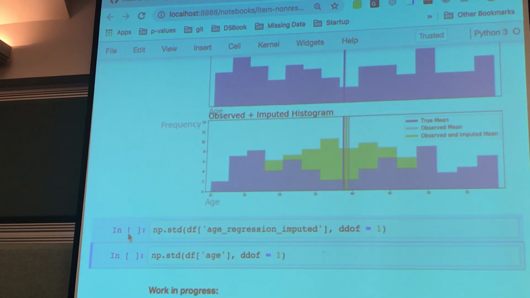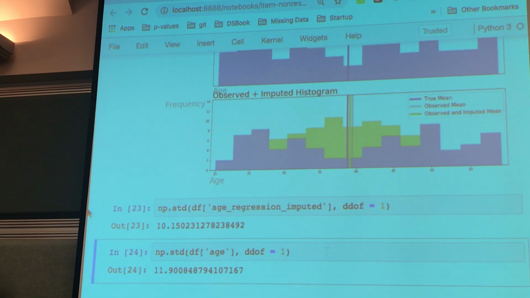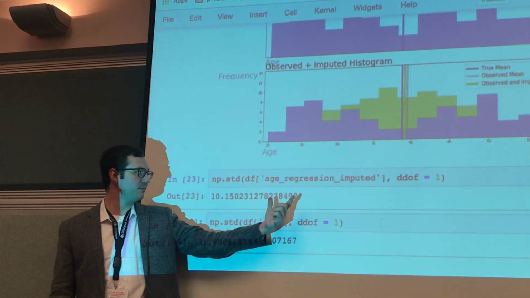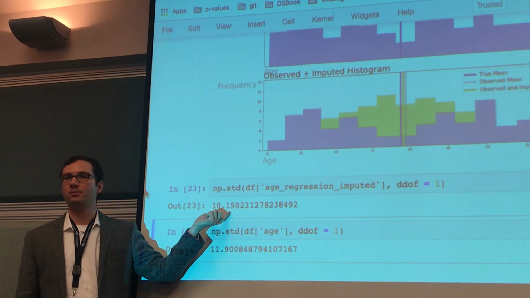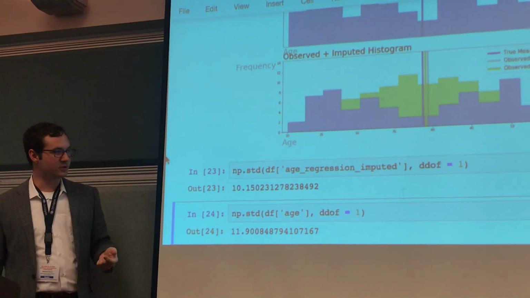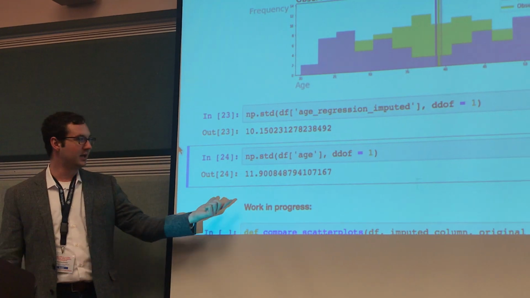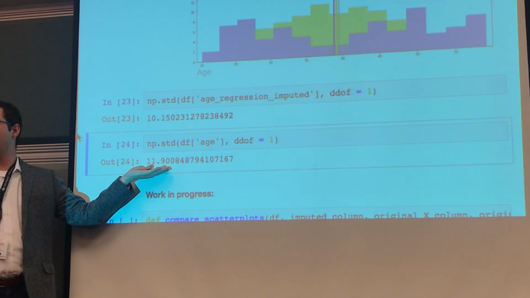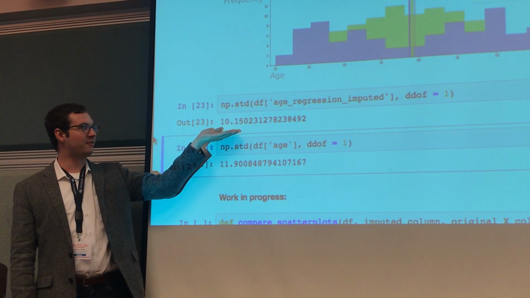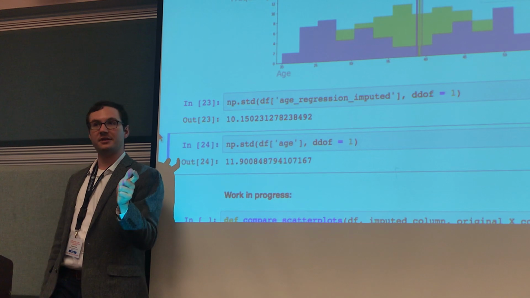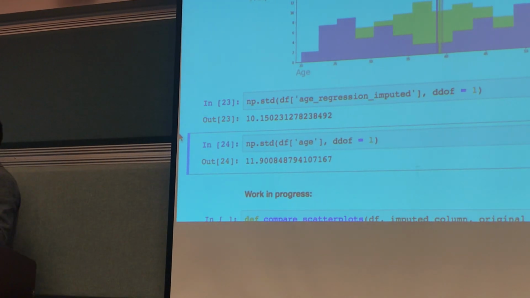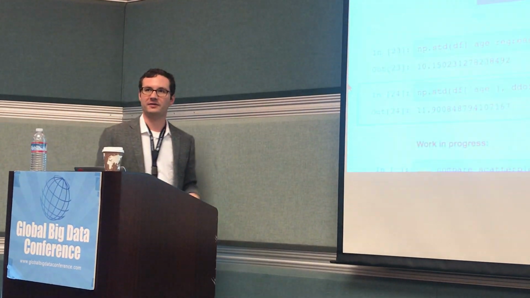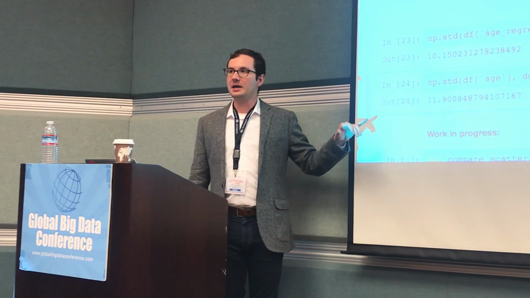So I have 2 lines of code here to show that. If you look at the sample standard deviation of the imputed regression column, that sample standard deviation here is 10.15. The sample standard deviation of the true column here is 11.9. So going from the true sample standard deviation of about 12 to about 10, that's a pretty dramatic difference. And so even though regression imputation sounds like it would be really, really close to the true value, in this case, it still isn't.